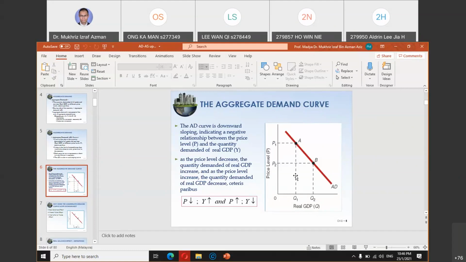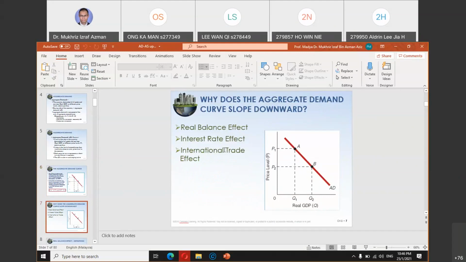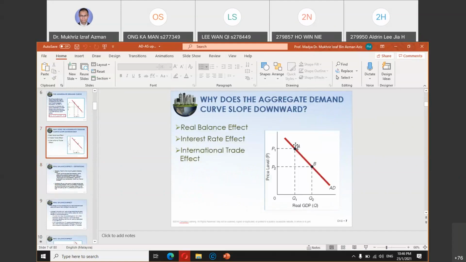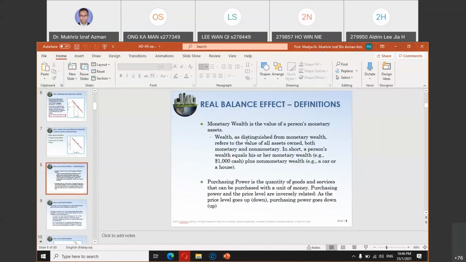So what does it mean when it slopes downward? When price increases, what happens to GDP, ceteris paribus? We also talk about the real balance effect, the interest rate effect, and the international trade effect. These are the reasons why it slopes downward, so please pay attention to these three factors.